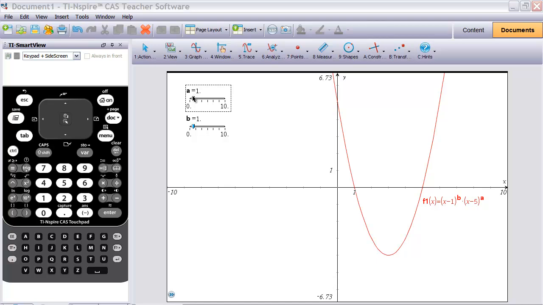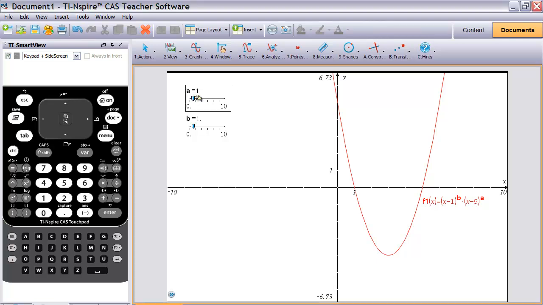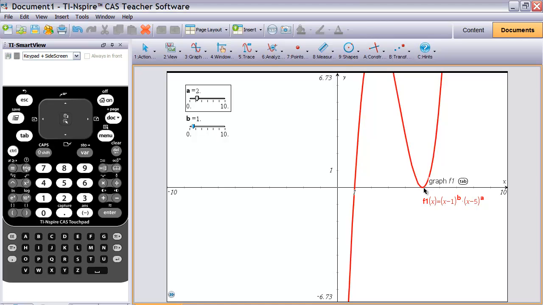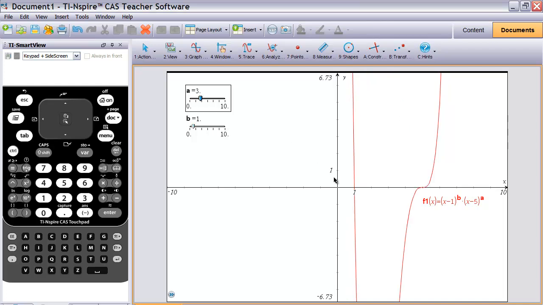Now as I change any one of these, so if I take this a value and I move it over to 2, you'll notice how that changes my graph. Instead of the graph just going right through 2, it comes down, touches 2, and turns around. Okay. Now if I change it to 3, it's going through it again, changed again, and it almost looks very similar to the power equation y equals x to the third, as it's going through that particular value.